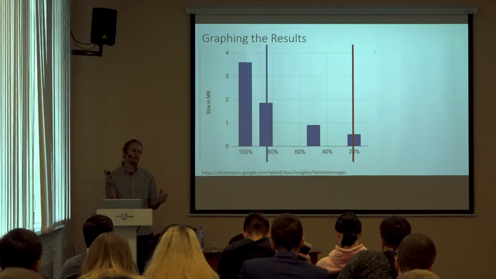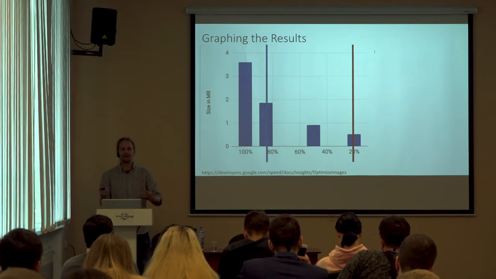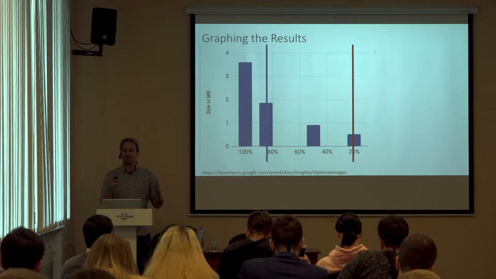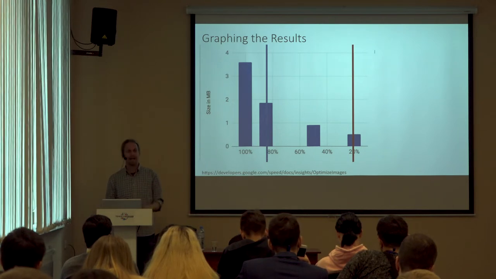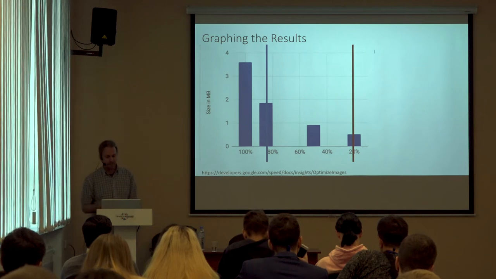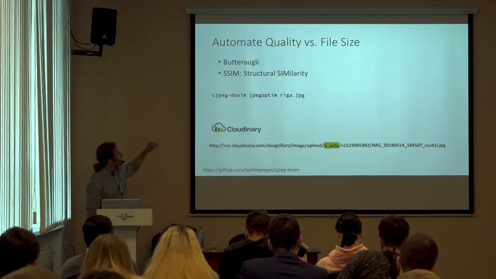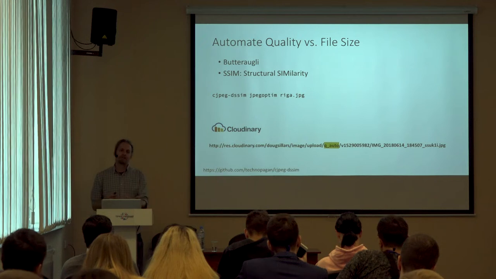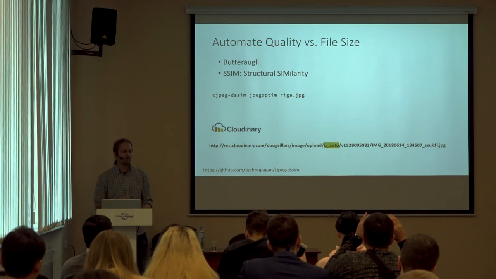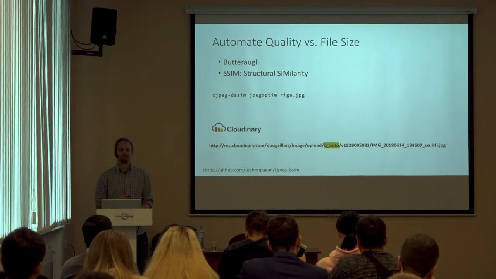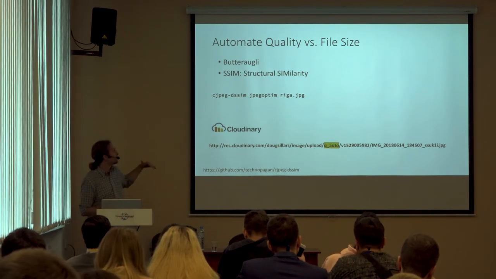But where's that sweet spot in the middle? Wouldn't it be cool if there were automated tools that could tell us where the sweet spot is, if we could go lower than 85%? And there are tools that will do this for us. Google's tool is called Butteraugli. The Google compression engineers all live in Switzerland, and they name all their compression algorithms after pastries. So Butteraugli is a type of pastry.